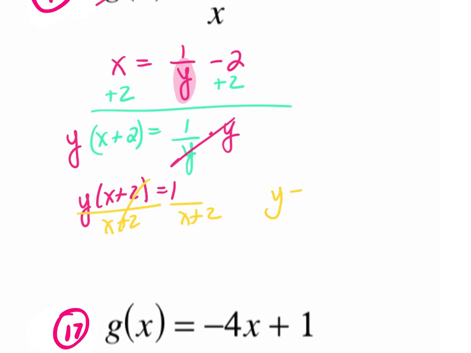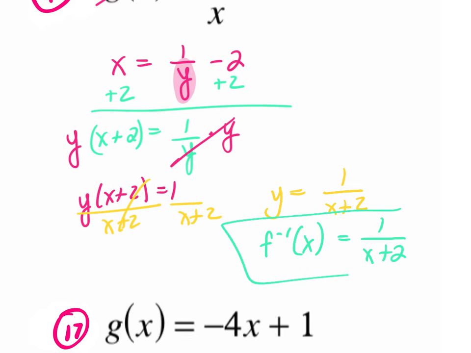So you have y equals 1 over x plus 2. And the last thing we have to do is change into our function notation. You have to have that as your answer, guys, or else I'm taking points off. Gotta have inverse f negative 1 of x.